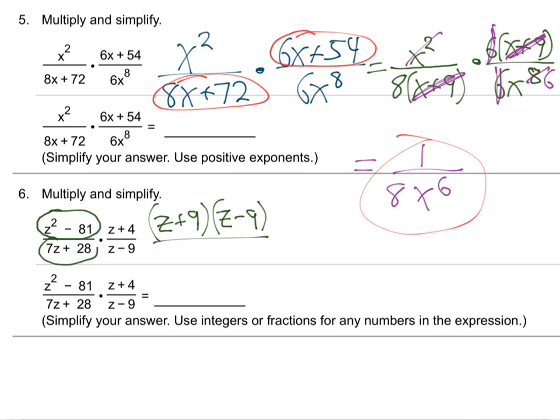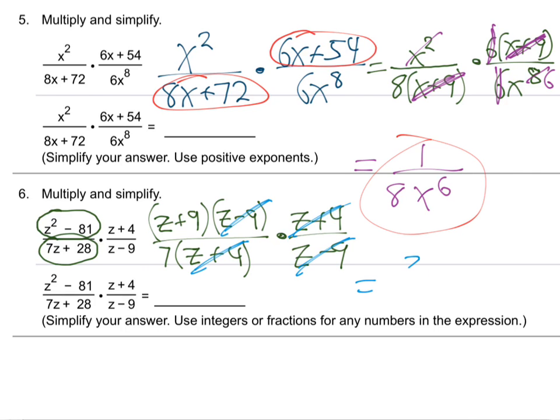And then the denominator right here, take out a 7, z plus 4. And then the other part just stays the same. Z plus 4, z minus 9, we good to there? And now, what can we cancel? Yeah, z minus 9, z plus 4. I guess that's it, huh? So we're left with z plus 9 over 7. Yeah. So it's just a bunch of factoring, isn't it? Questions on that?